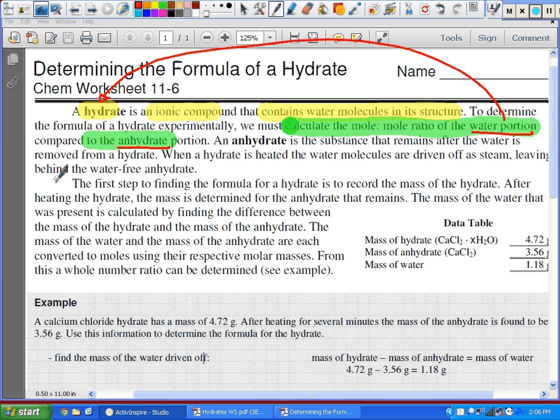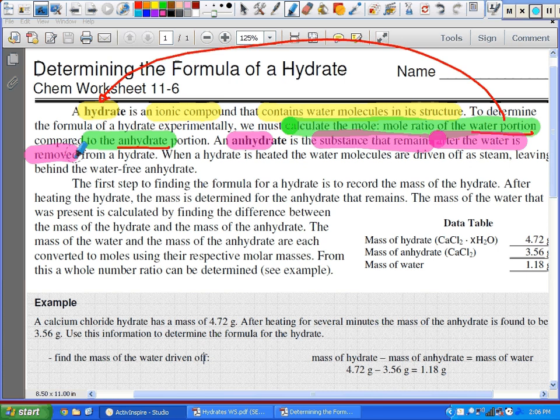Okay, fantastic. So here it is, the anhydrate. The anhydrate is the substance that remains after the water is removed. Okay? The anhydrate is the substance that remains after the water is removed. So in this particular example, what is the anhydrate? I'll go right back, Matt.